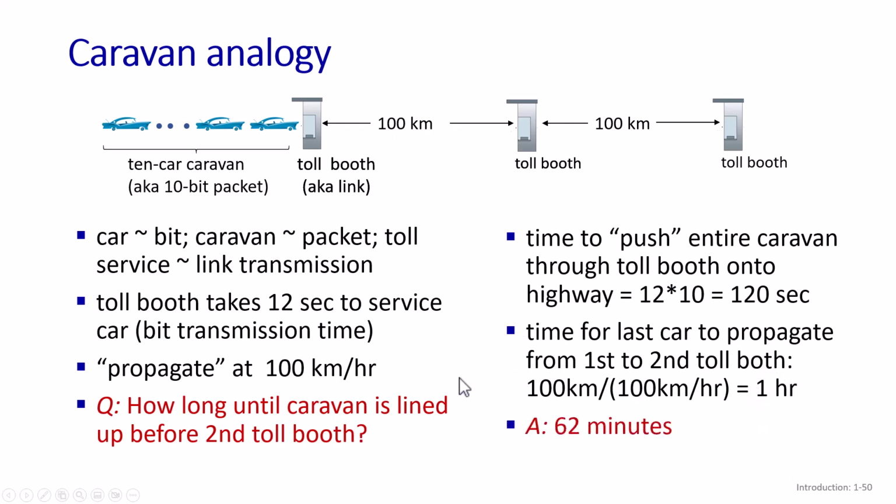So the total time for processing is 62 minutes. So 2 minutes is coming from 120 seconds, which is the time to push the entire caravan through the toll booth, meaning the packet processing in the router, and then we have 100 kilometers with cars that are going with 100 kilometers per hour. So the propagation takes 1 hour. So the total time for processing is actually 62 minutes.